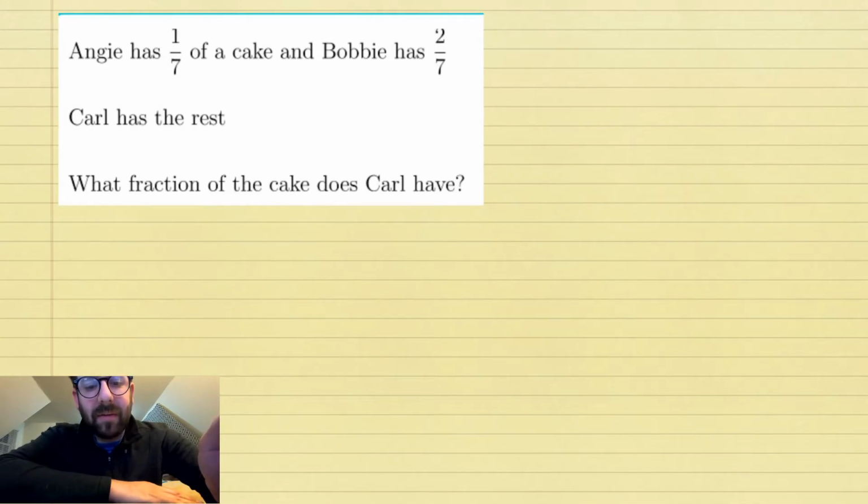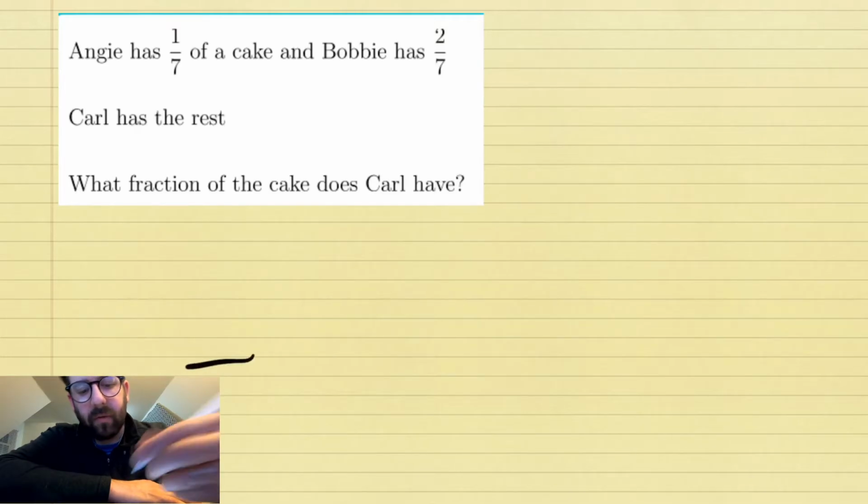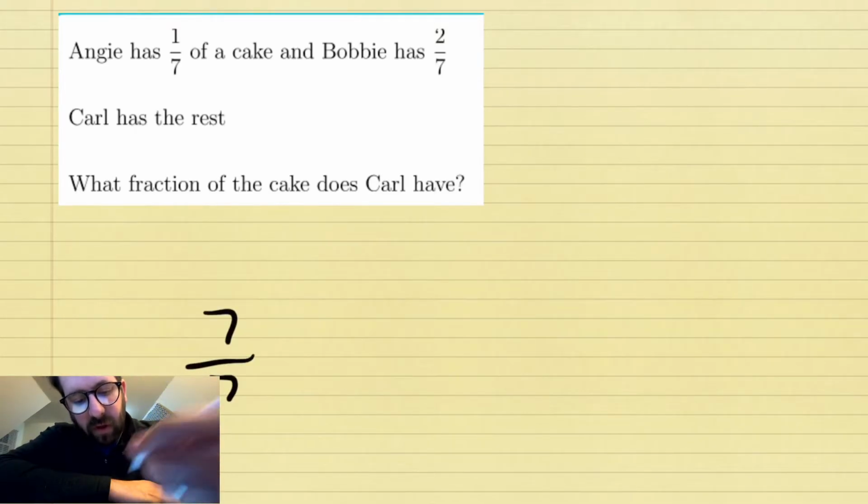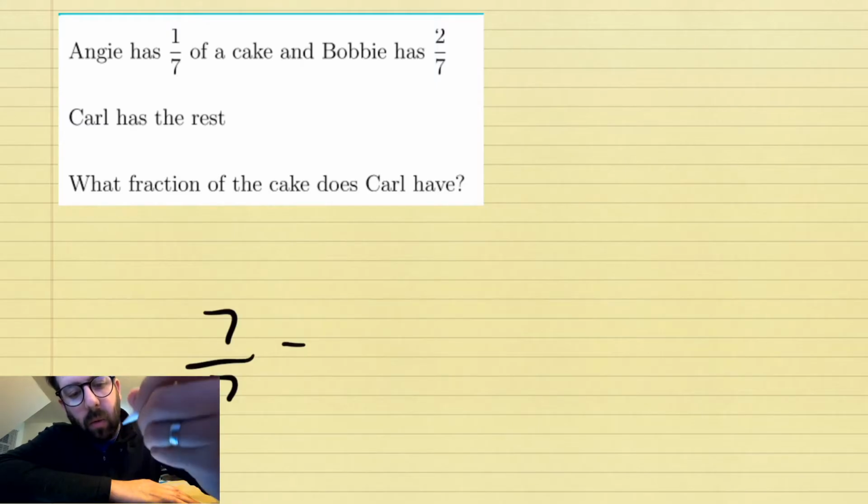Angie has 1/7 piece of cake. Bobby has 2/7. Carl has the rest. What fraction does Carl have? Well, there's a total of 7 out of 7 that could fit on the pan, obviously. And we're going to take away Angie's.